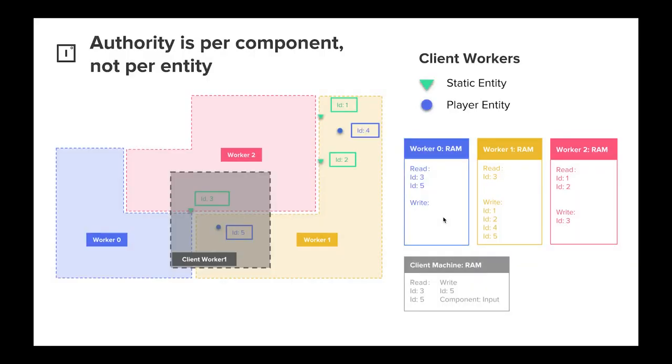What does it look like to the client? The thing to remember is authority isn't entity-based, it's component-based. So in reality, if entity ID number 5 is a player entity, the way the client is communicating to that entity is they probably have write access on a component on that entity. So I've got this input component here, and the player worker is allowed to write to that component. When that component gets changed, worker 0 and worker 1 get told about it by SpatialOS. And that's the hard distributed system routing problem that we've solved.